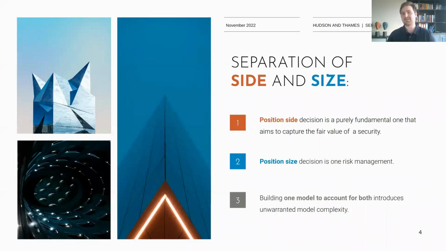So important thing is the separation of side and size. So in Prado's article, the top 10 reasons most machine learning funds fail, I think it's pitfall number 6. He said that when you try to model both components together, it overcomplicates things and there can be a lot of errors in it and you can make suboptimal trading decisions.